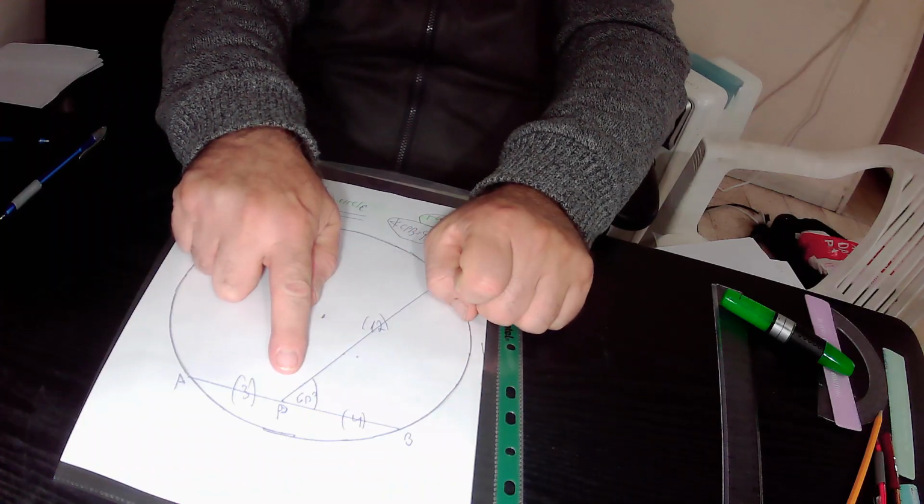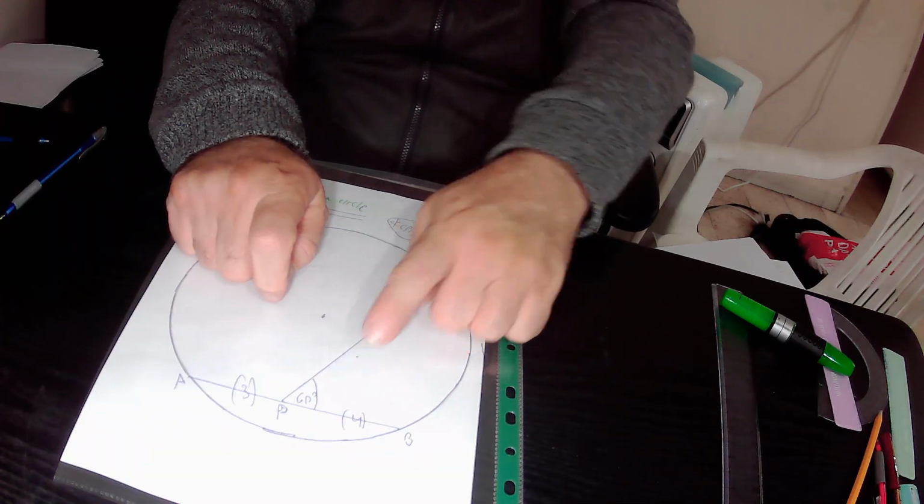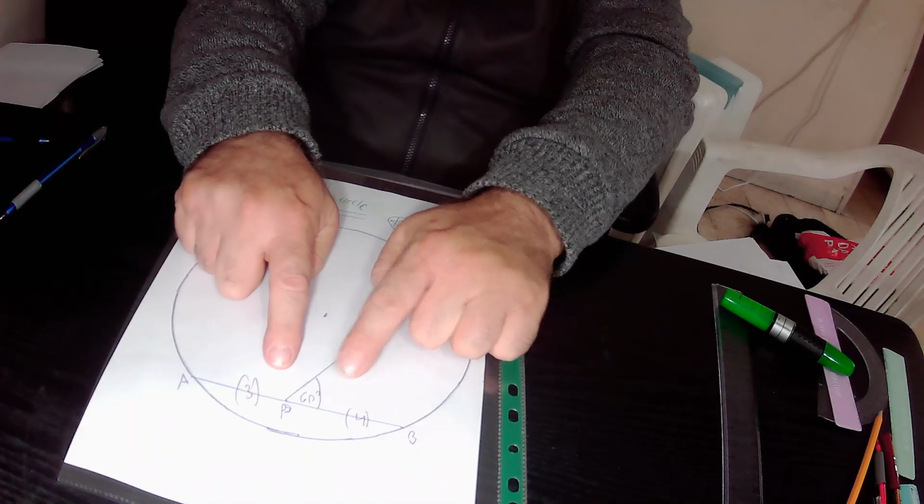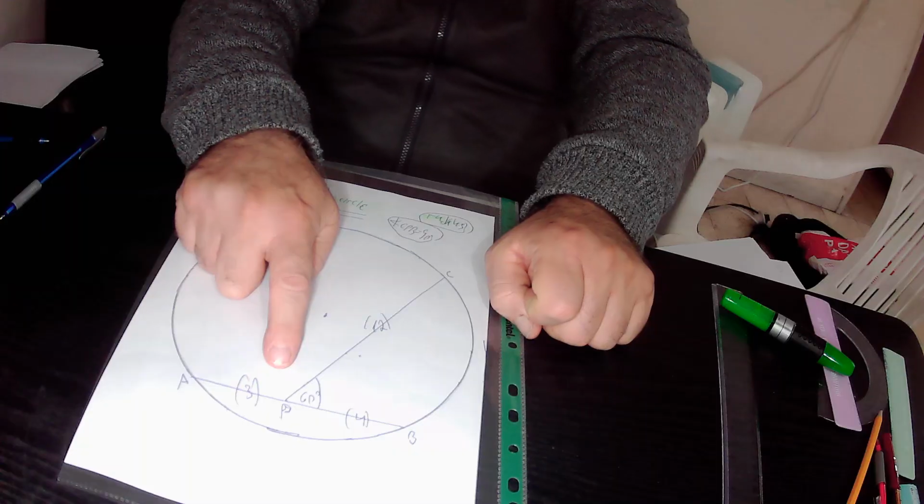We have point P, we have here this angle of 60 degrees, plus this missing angle. In total the sum of those two angles must be equal to 180 degrees according to Euler. Therefore this missing angle must be equal to 120 degrees in size.